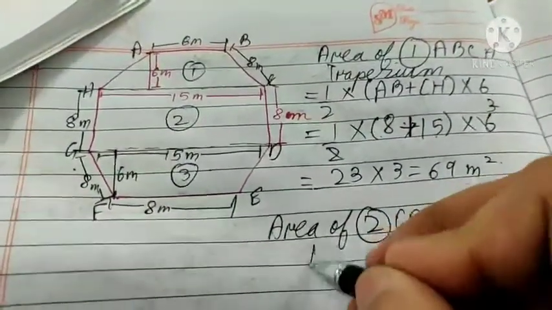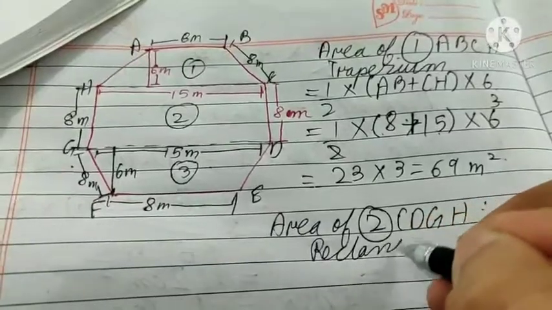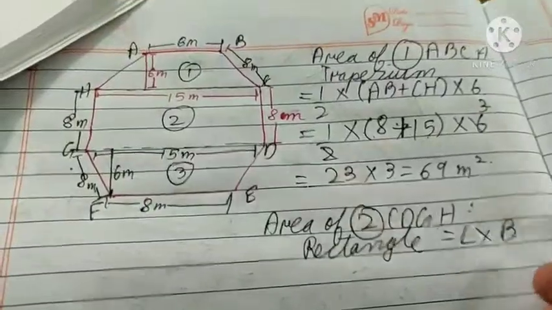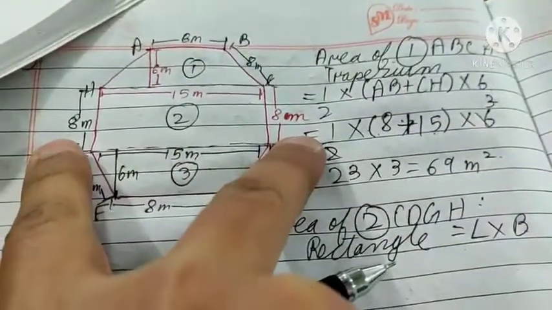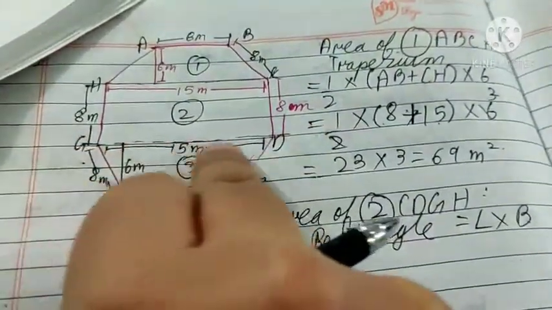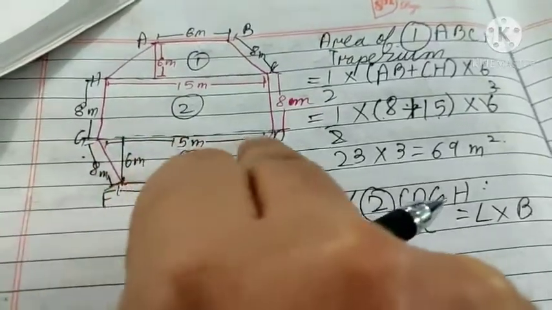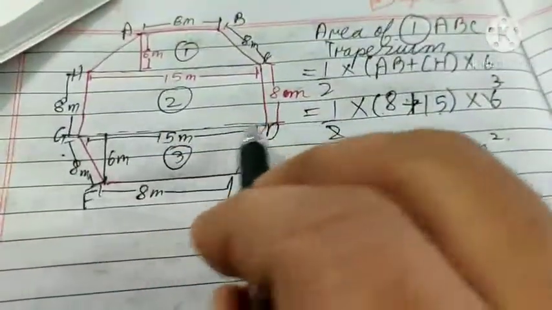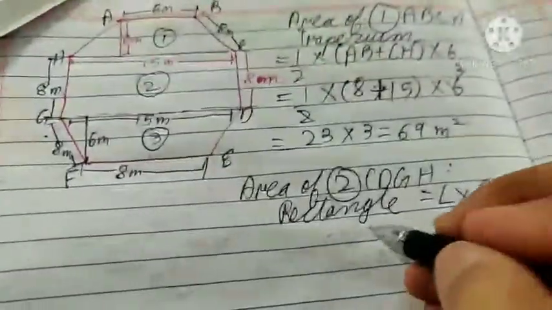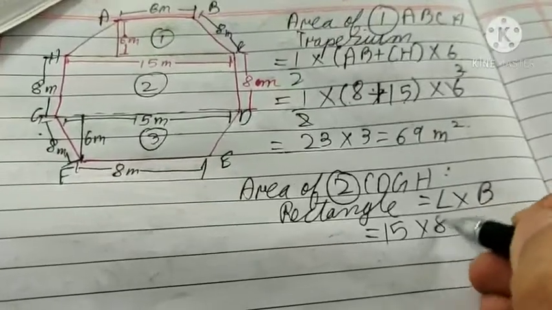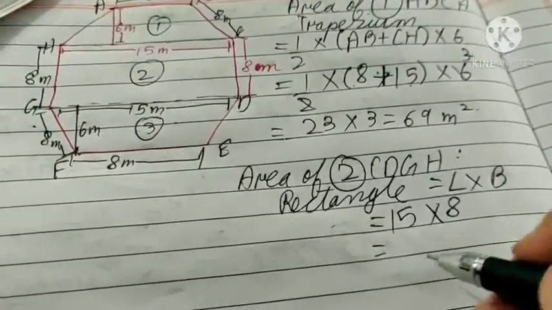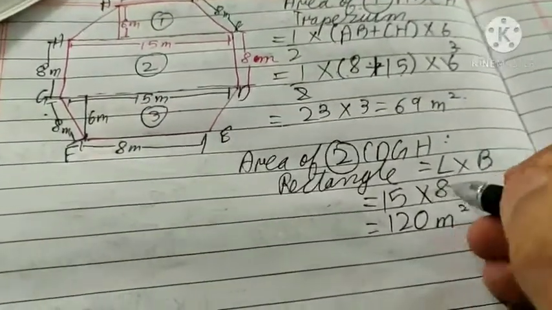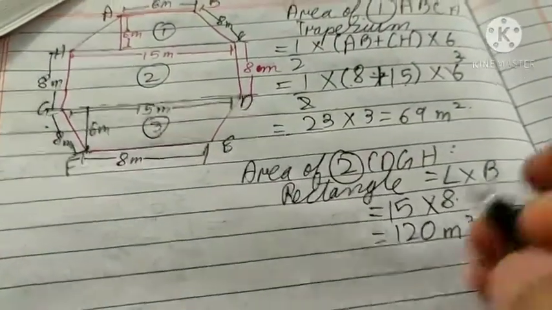It is a rectangle. So area of rectangle is length into breadth. So what is length here? Length here is this 15. This is length and this is breadth. So 15 into 8, it is 120 meter square. All are in meters, so that's why meter square.